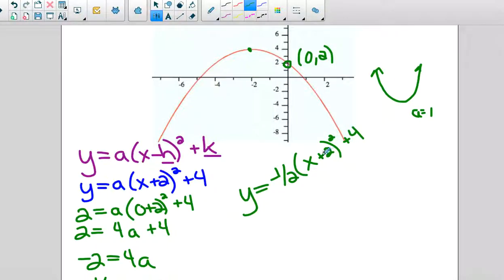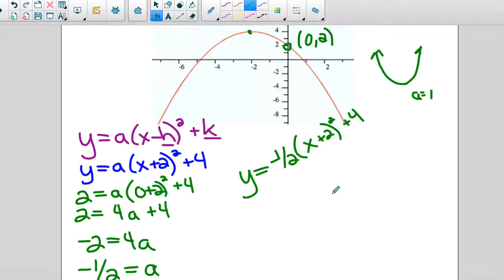That vertex is definitely -2, 4. Plug it in, any other point. If you plug in 0, do you get 2? Well, yeah, you should, right? So all of that stuff is a good check.